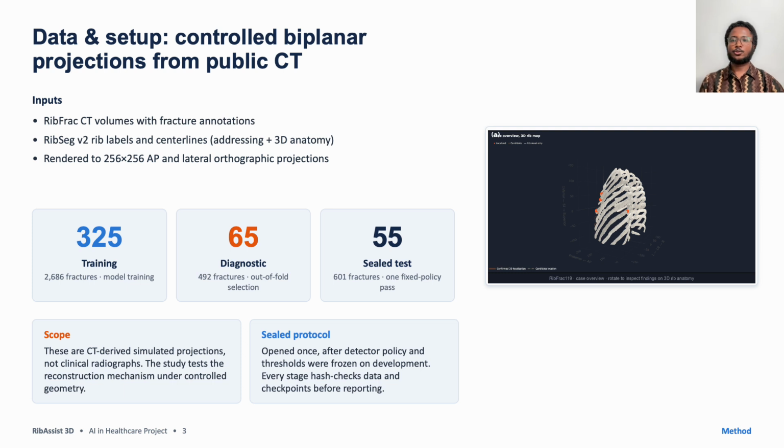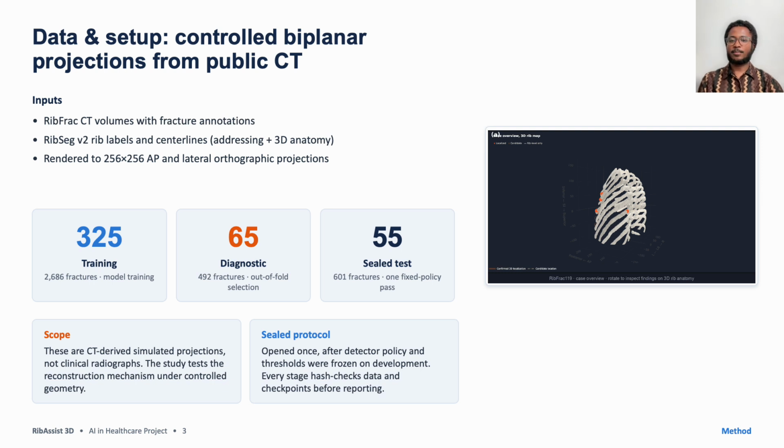For the data, I use two public datasets. The first is RibFrac, which provides CT scans and rib fracture annotations, and the second one is RibSeg, which provides rib levels, center lines, and 3D rib anatomy. For each CT volume, I created two orthographic projections, an AP view from the front and a lateral view from the side. These are simulated projections generated from CT scans. They are not independently acquired clinical X-rays.